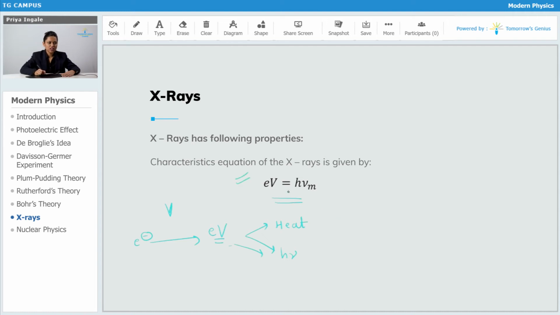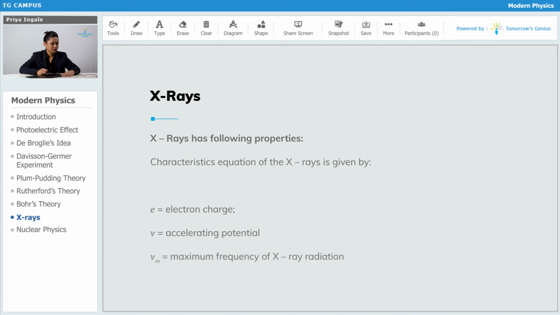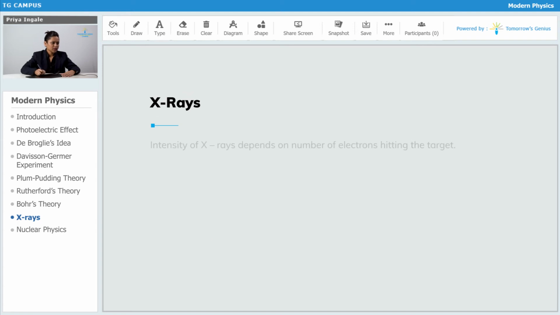If I assume that the whole energy is converted into h nu only, then I can say that this equation is true. So eV is equal to h nu, where nu is the frequency of X-ray radiation, and further you can say that this becomes hc by lambda, right? Because we know that frequency is c by lambda. Yes, these are the terms which are already told to you. Intensity of X-rays depends on the number of electrons hitting the target.